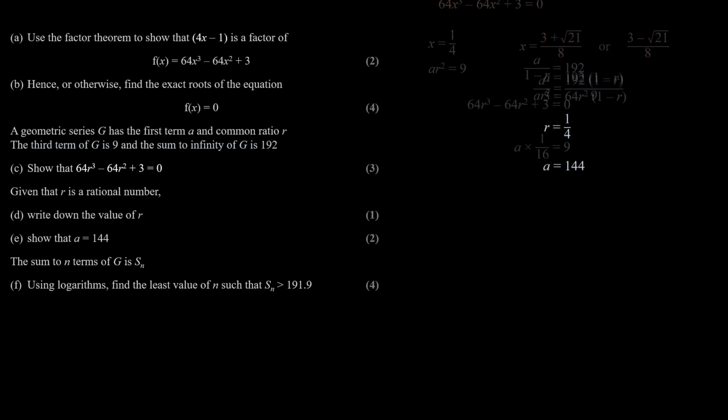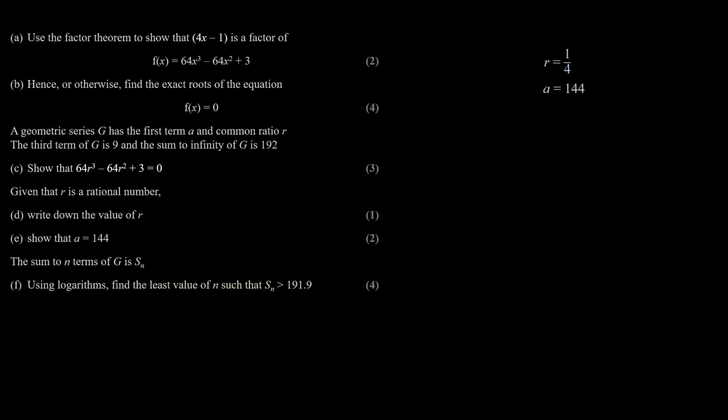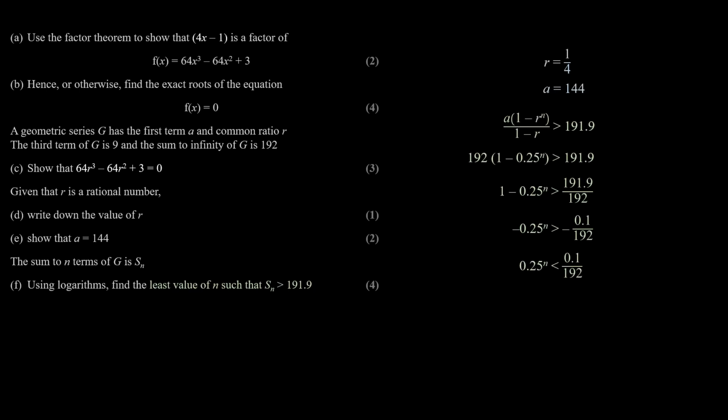In this geometric series, we have to find the least value of n to satisfy that their sum is greater than 191.9. We can substitute a over 1 minus r equals 192 as the sum to infinity is 192. Dividing both sides by 192 and subtracting 1, we get -0.25 to the n is greater than -0.1 over 192. Multiplying by -1 flips the inequality.